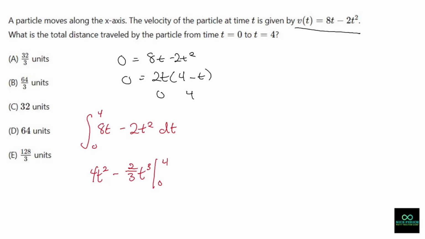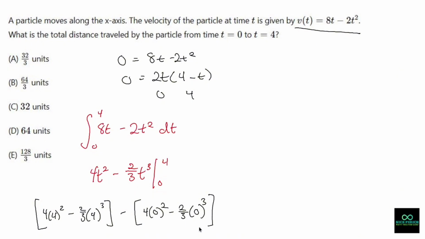Now it's just some gross math, so this is not going to be pleasant. That's okay. We're going to have 4 times 4 squared minus 2/3 times 4 cubed. That's not fun, but this part's going to be kind of easy. 4 times 0 squared minus 2/3 times 0 cubed. So we all know what's going to happen here. 0 squared times 4 is 0, 0 cubed times 2/3 is 0. This whole thing becomes 0.